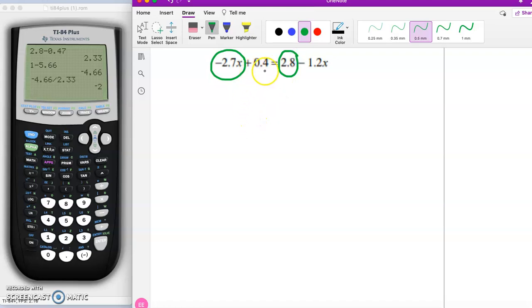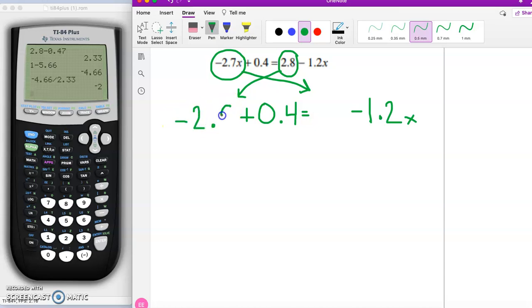Same thing as before. I'm carrying everything down. So let's see, plus 0.4 equals, and I'm going to leave some space because I know I need to drag some things over, minus 1.2x. Cool. So now what happens, yep, you already know it, these switch sides. When they switch places, they also switch signs. So this 2.8 now becomes a negative 2.8. All right. This negative 2.7x now becomes a positive 2.7x. So you can just drop that negative sign.